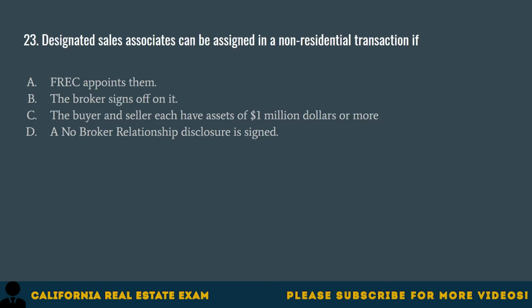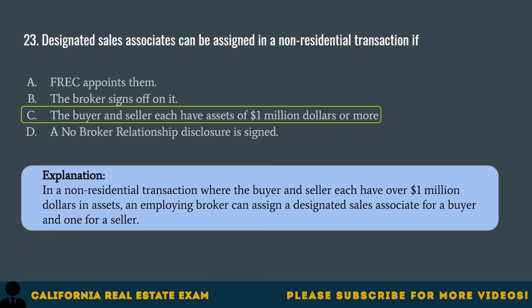Question 23. Designated sales associates can be assigned in a non-residential transaction if A. FREC appoints them. B. The broker signs off on it. C. The buyer and seller each have assets of $1 million or more. D. A no-broker relationship disclosure is signed. The correct answer is C. The buyer and seller each have assets of $1 million or more. In a non-residential transaction where the buyer and seller each have over $1 million in assets, an employing broker can assign a designated sales associate for a buyer and one for a seller.